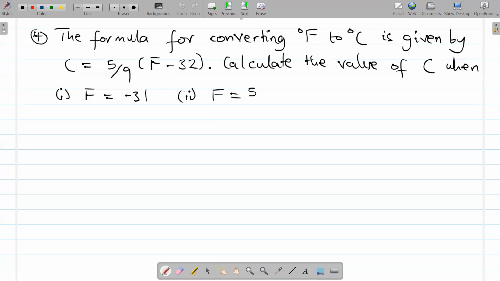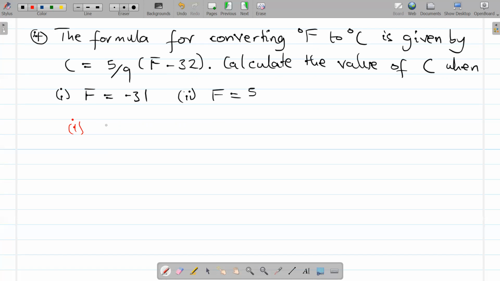So the formula for converting Fahrenheit to Celsius is given by C is equal to 5 out of 9 bracket F minus 32. Calculate the value of C when F is minus 31. So you're working on this. In this case, I don't know if I did it right, but I felt like the more the numbers became, the more confused I became. But I tried.